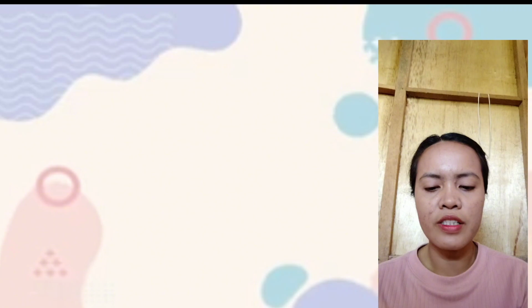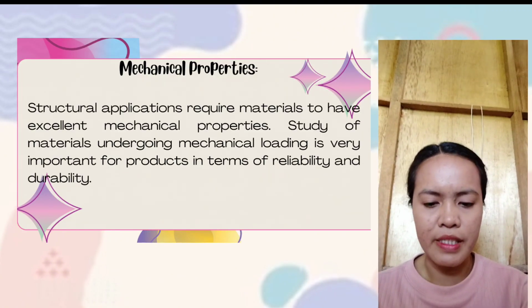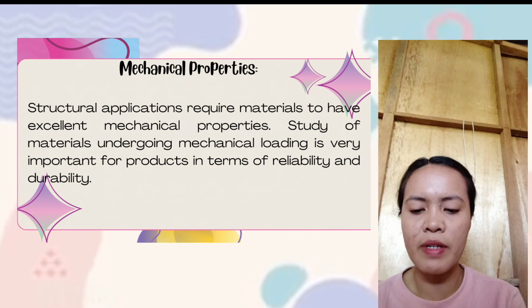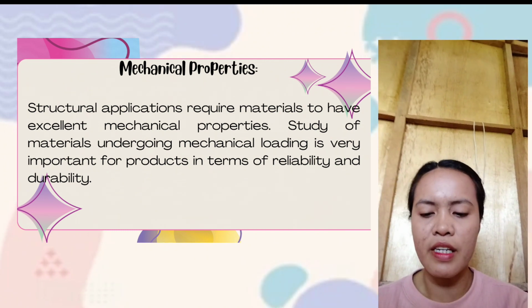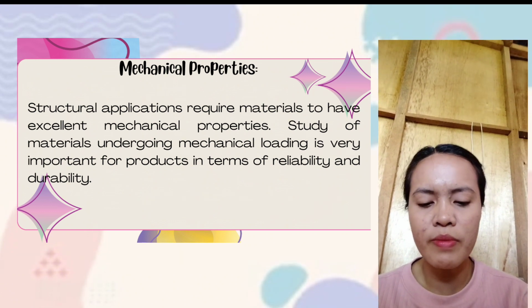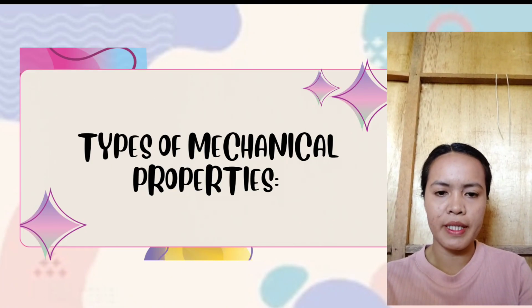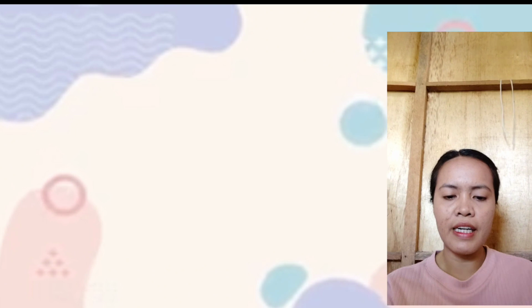The second topic I will tackle is about the mechanical properties. So what are the mechanical properties? They are the properties that materials need to have excellent. The study of materials undergoing mechanical loading is very important for products in terms of reliability and durability. There are 12 types of mechanical properties. Ductility and brittleness.